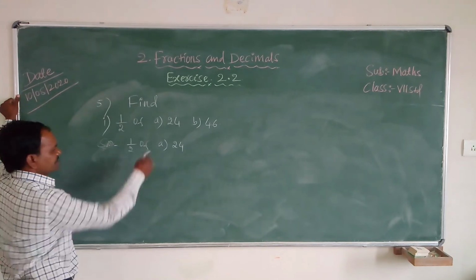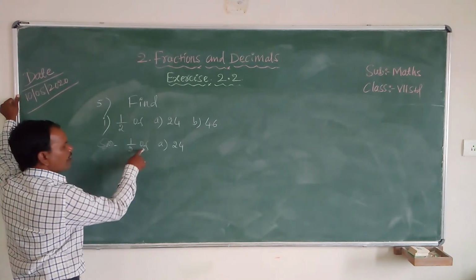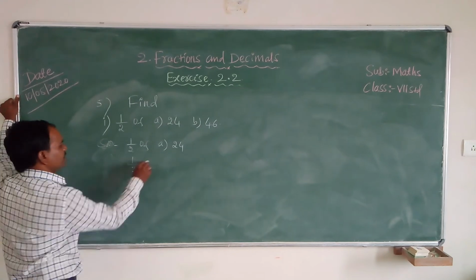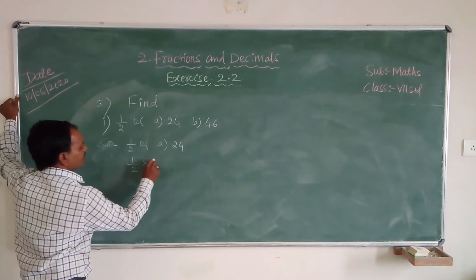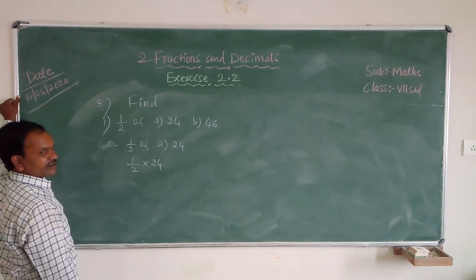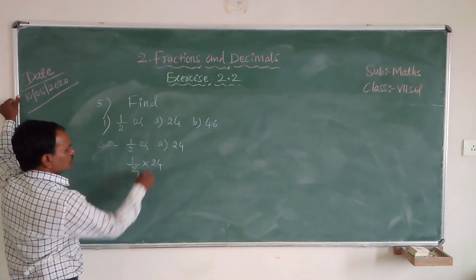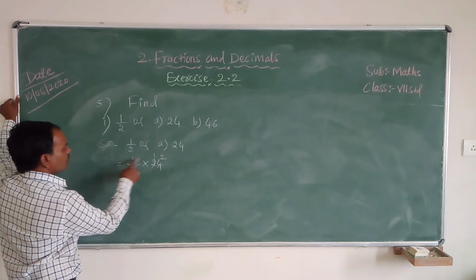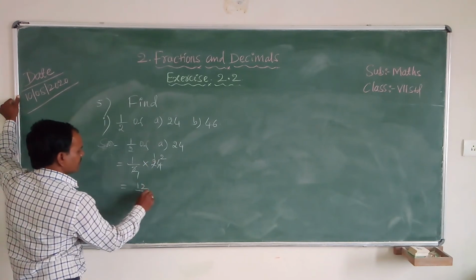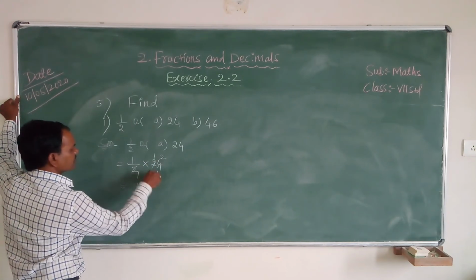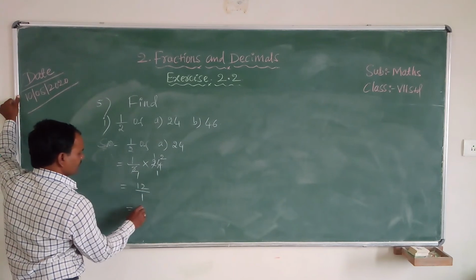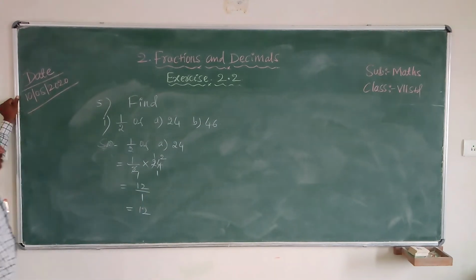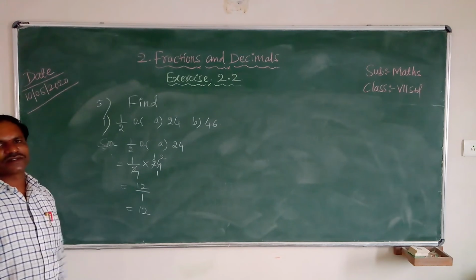Understood students? Okay. 1 by 2 of means, in mathematics, multiplication by the first number given, 24. 2 1s are 2, 2 2s are 4, 1 12s are 12, divided by 1. 1 1s are 1, so 12 by 1, the answer is 12. So like this you do it, my dear students.